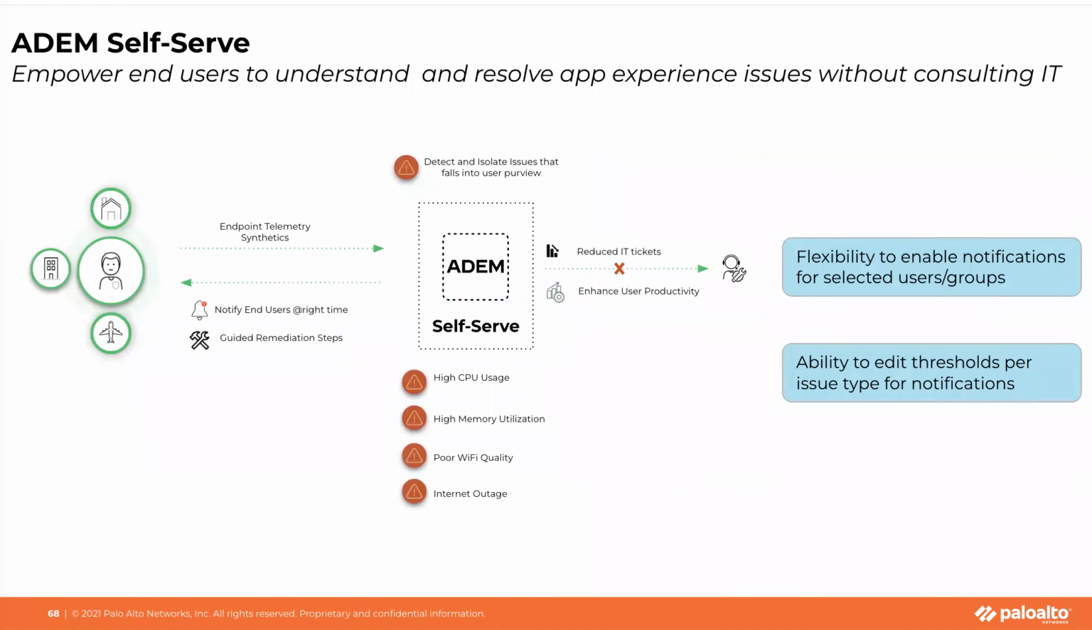Next is ADAM Self-Serve. This is a new feature we released very recently. ADAM Self-Serve empowers the end users to resolve the application experience issues that fall into their purview without consulting the IT, by displaying notifications on their endpoints with suggested remediations. ADAM Self-Serve reduces the ticket load and improves the experience of end users by helping them quickly resolve their issues, like CPU and memory issues impacting the application experience, Wi-Fi issues, and internet issues.